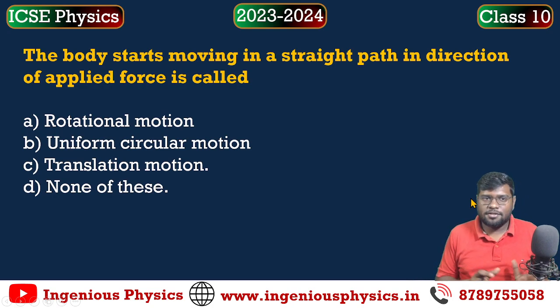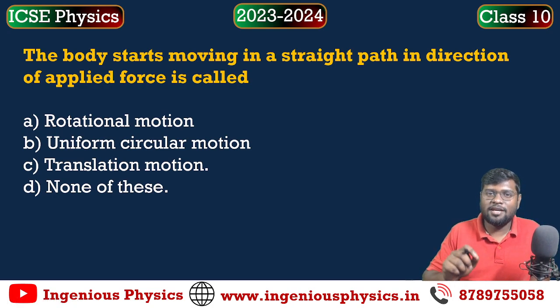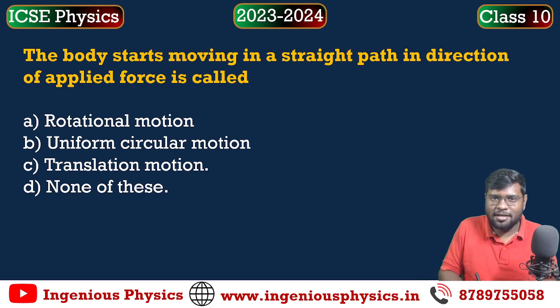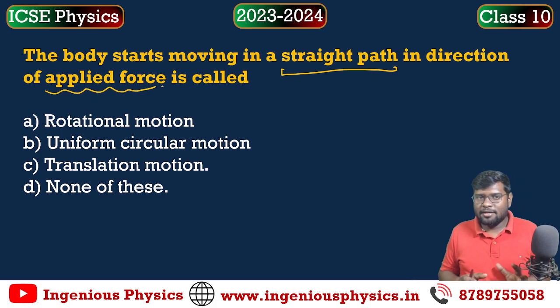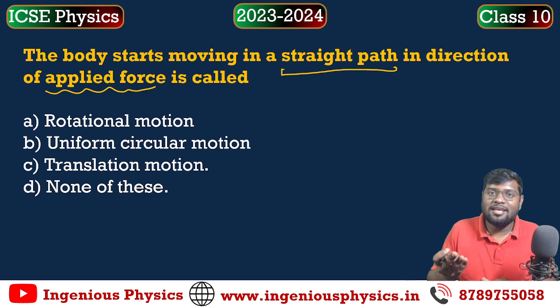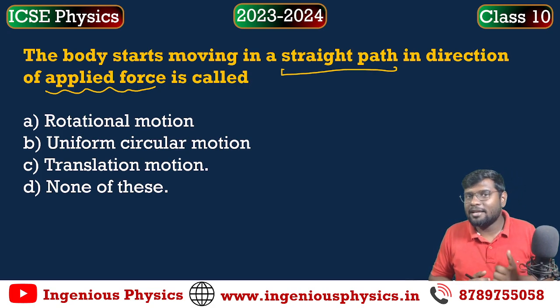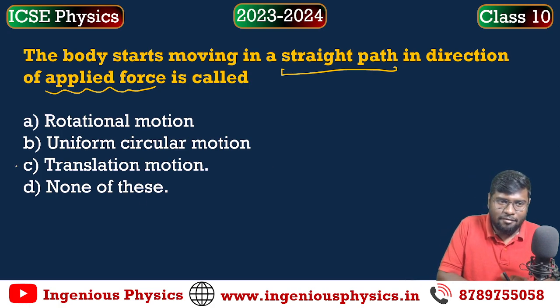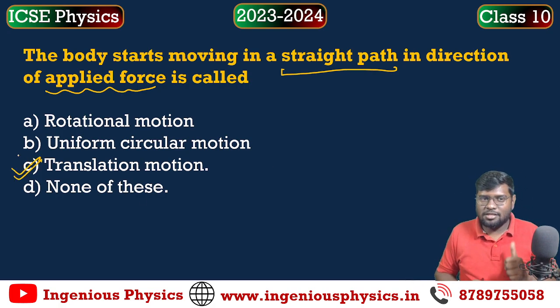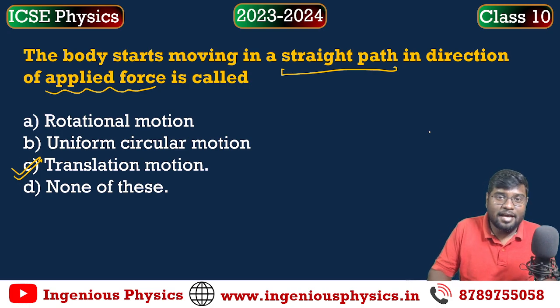Okay, so the first question is: the body starts moving in a straight path in the direction of applied force is called. Just find the key point: the body is moving in which type of path? Straight path. Is force applied? Yes. So such motion is called linear motion, straight line motion, or we can say translation motion. So here we have one option, translation motion. So C is the correct option, right? Come to the next one.